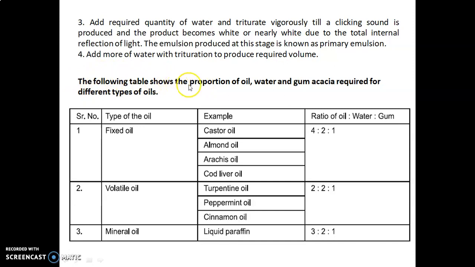The following table shows the proportion of oil, water, and gum acacia required for different types of oils. Serial number, type of oil, example, ratio of oil to water to gum. First, fixed oil, examples: castor oil, almond oil, arachis oil, cod liver oil. The ratio of oil to water to gum is 4:2:1. Second, volatile oil: turpentine oil, peppermint oil, and cinnamon oil. The ratio of oil to water to gum is 2:2:1. Third, mineral oil: liquid paraffin, ratio of oil to water to gum is 3:2:1.